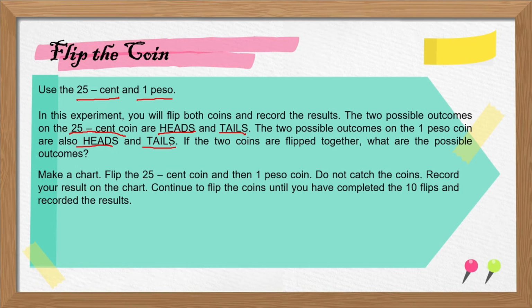So what would be the outcome if we flip the two coins together? So kapag dalawa na yung coins na finlip natin, ano na yung mga possible outcome na lumabas? So we have to do that experiment. So make a chart, flip a 25-cent coin, then 1 peso coin. Do not catch the coins. Record your result on the chart. Continue to flip the coins until you have completed the 10 flips and recorded the results.